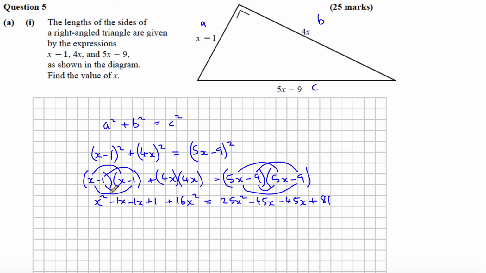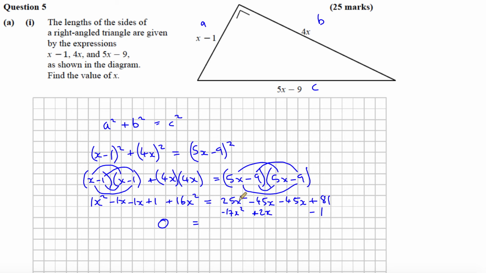Okay, so now we're going to bring all of this stuff here over to the other side. That's going to leave me with 0 here, equal to, this x squared is 1x squared effectively, so I have 1x squared and 1x squared and 16x squared, that's 17x squared, but when I bring it over it's going to be negative 17x squared. Minus 1x, that's minus 2x, but when I bring it over it's going to be positive 2x. And then positive 1, when I bring that over, is going to be negative 1.